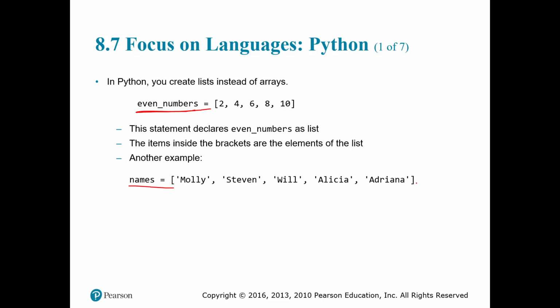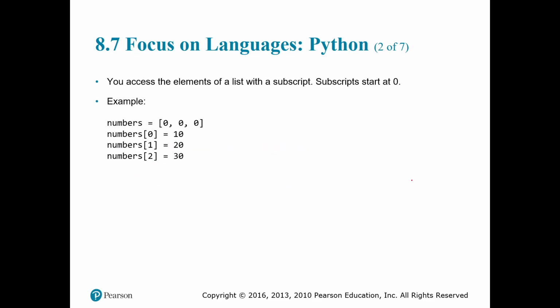If you want to access your elements, you will do that with a subscript. Again, the same idea as we discussed earlier. Subscripts start at 0. Important. 0. Now, for example, right here we declared an array called numbers, and it has 3 elements, 0, 0, 0. So it's just basically an empty array that we're working with.